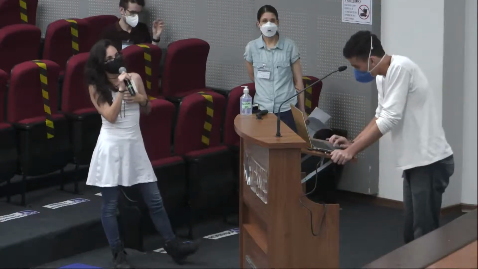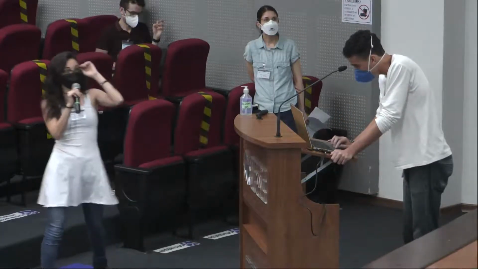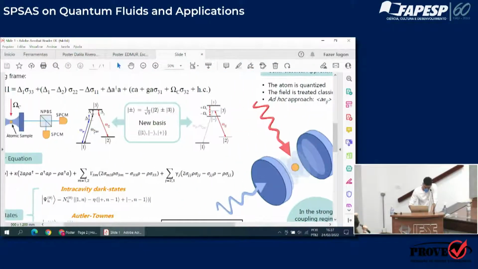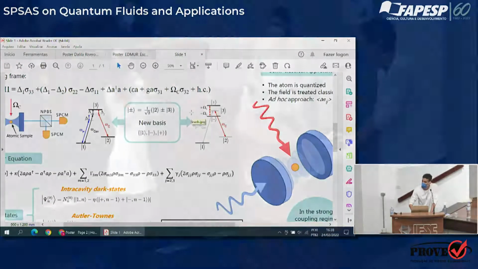Let me show the model. The cavity is resonant with the transition from level 1 to level 3. And we get the Autler-Townes effect and now the EIT phenomenon. Wow, nice.